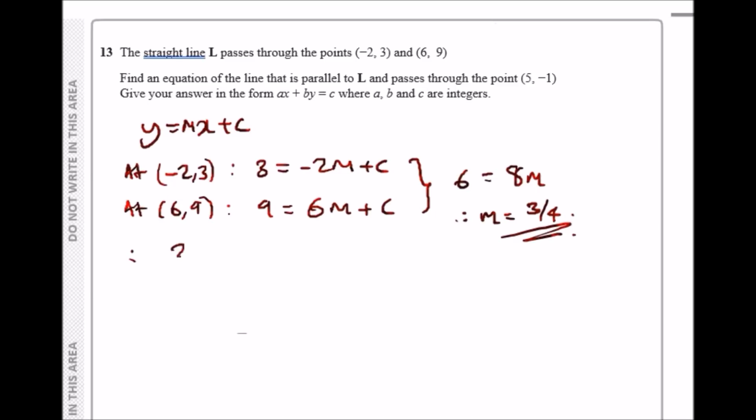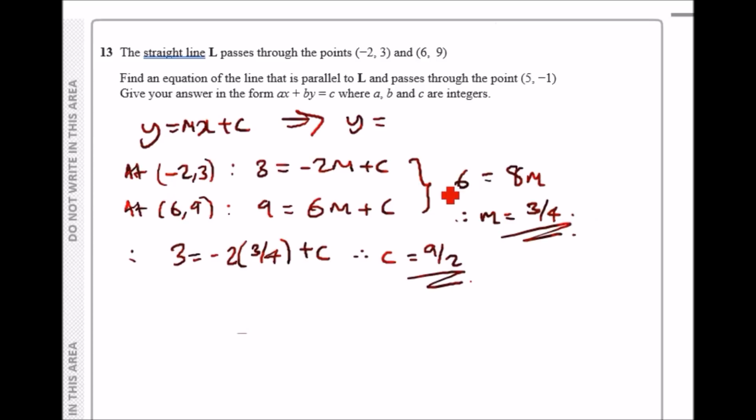So we're going to have 3 = -2 times 3/4 + c. Rearranging this, making c the subject, if you move all of this to the left hand side, so add 2 times 3/4, you have 3 + 2 times 3/4, and it will give us 9/2. And that's it, so c is 9/2. Therefore our equation for L is going to be y = 3/4 x + 9/2. Alright, so that's the first statement done.